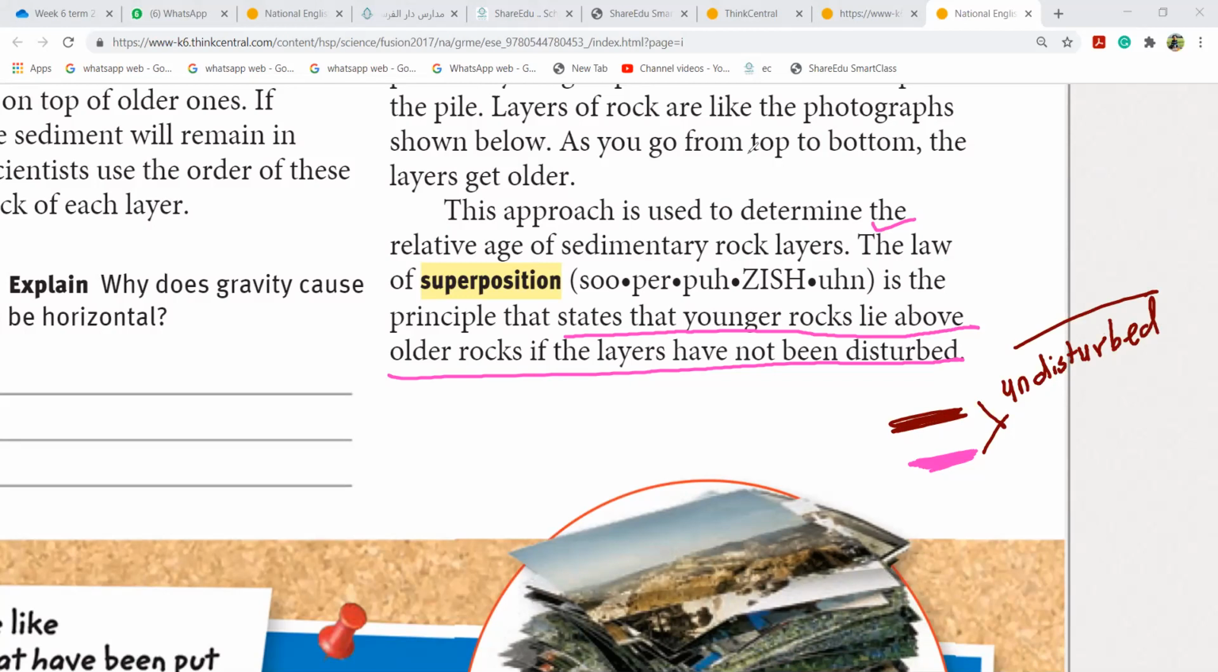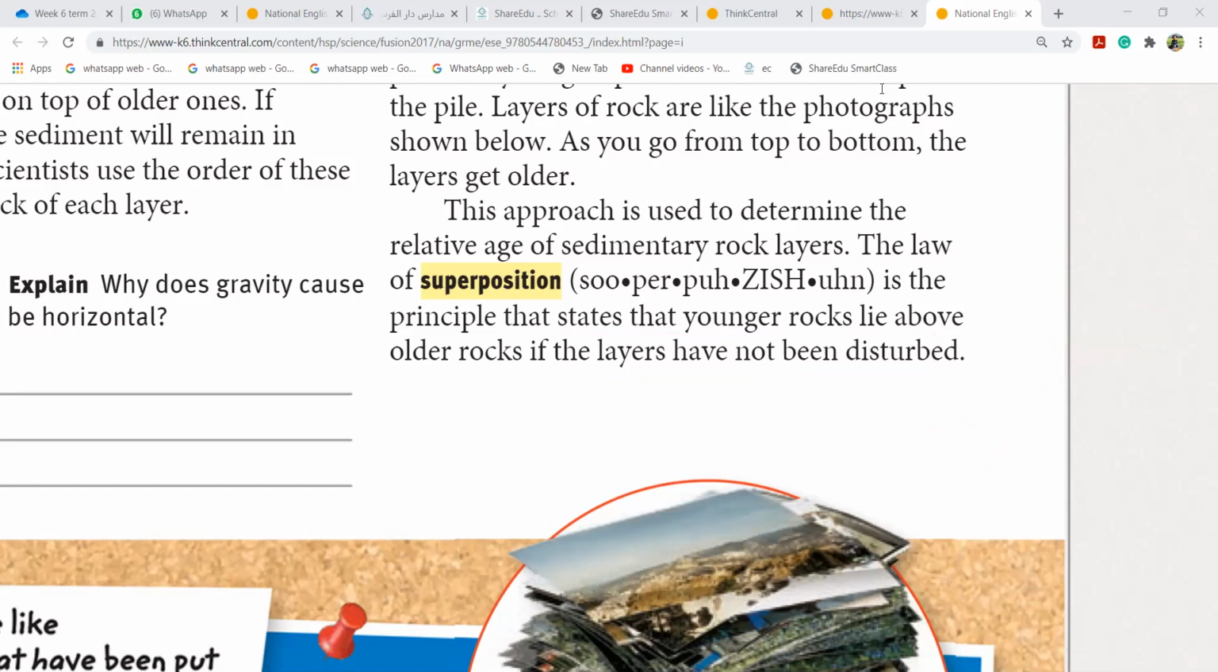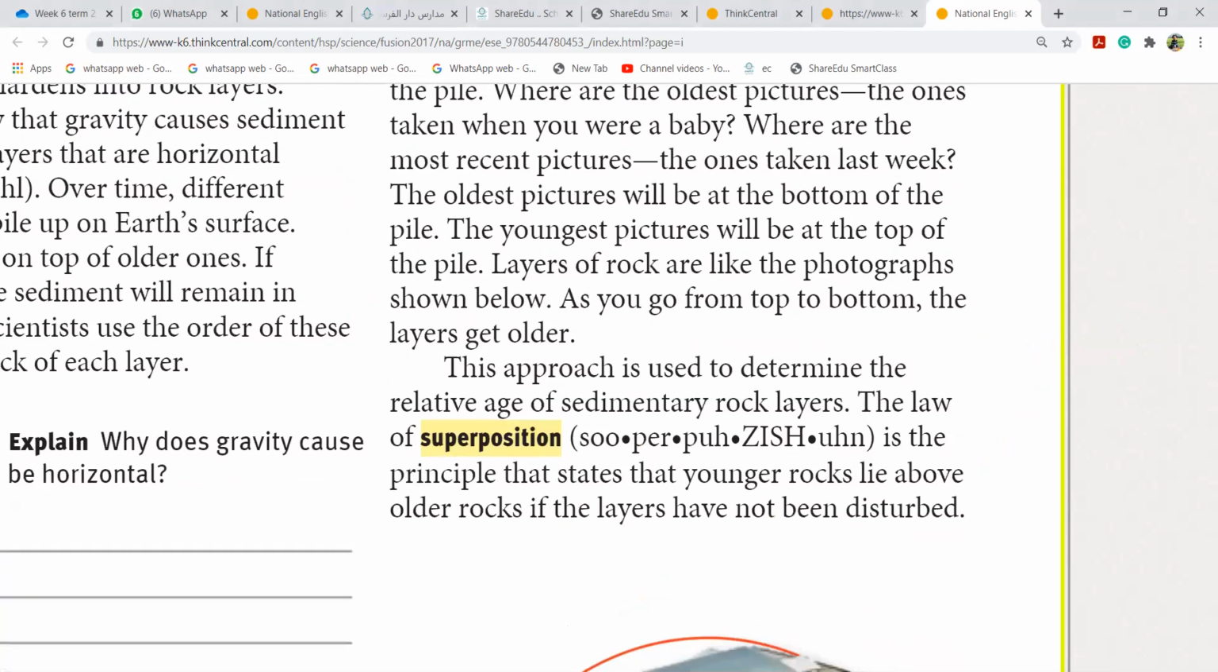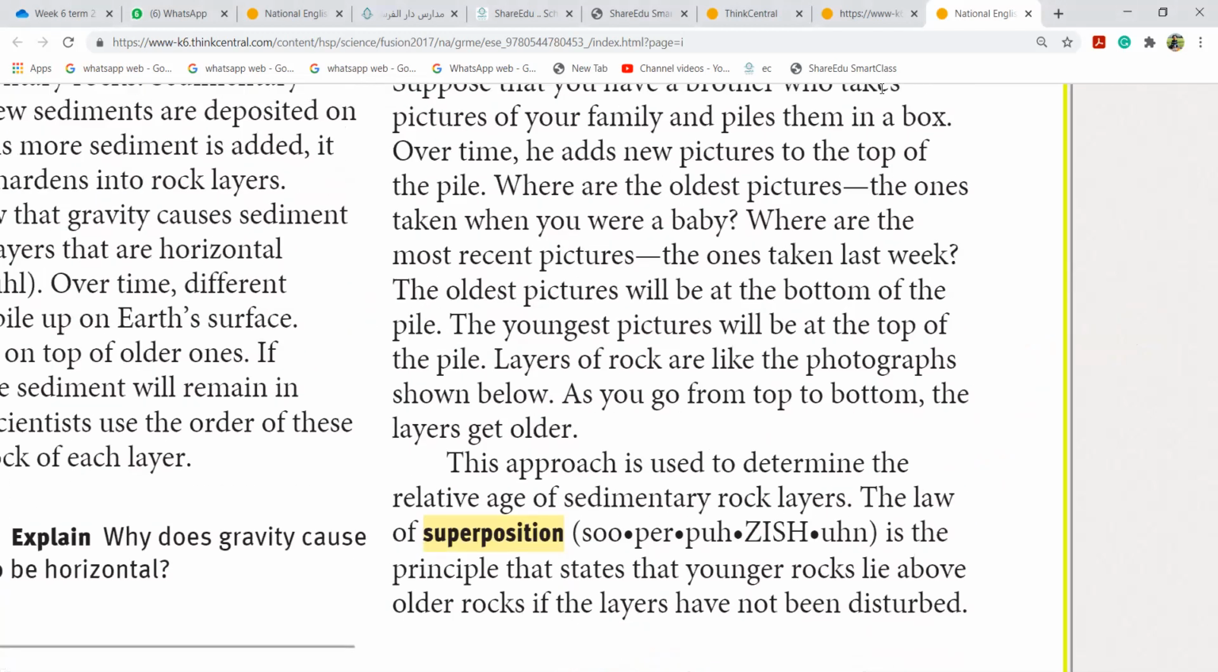The younger rock lies above the older rock. The one down is the older and the one up is the younger one. Did you get it till here? Look at the old pictures, they are giving you an example.